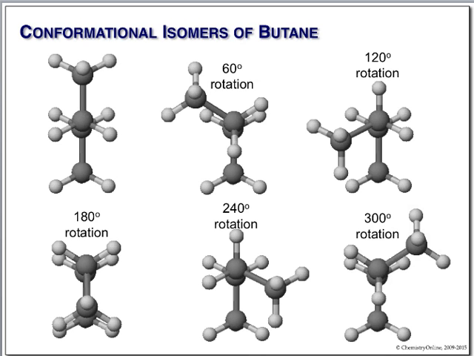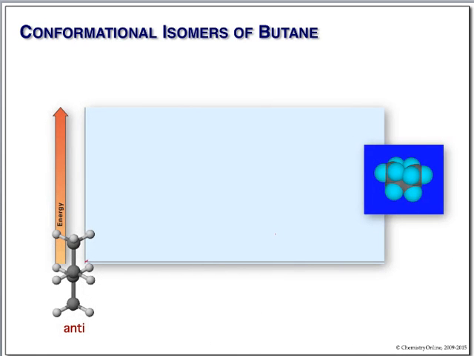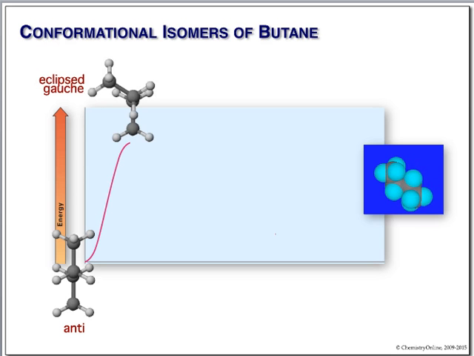Let's go ahead and look at the real energetics of these. Here's our little movie again. We're going to start off with these things staggered. This is also referred to as anti. They're on opposite sides. They're anti to each other. Our first rotation brought us up here to this. We will call this one an eclipsed gauche.